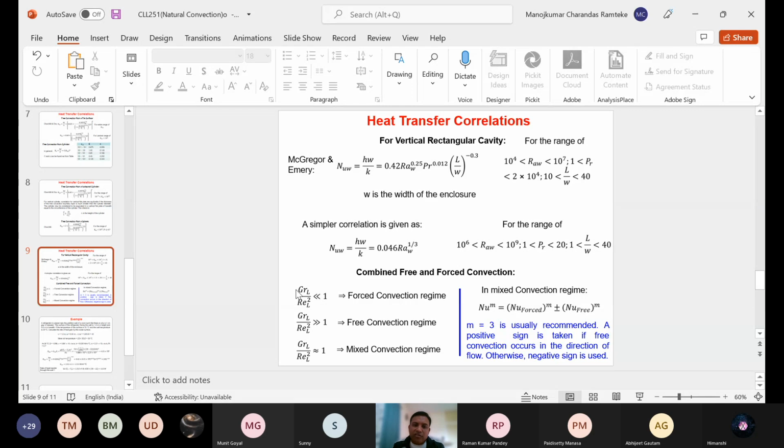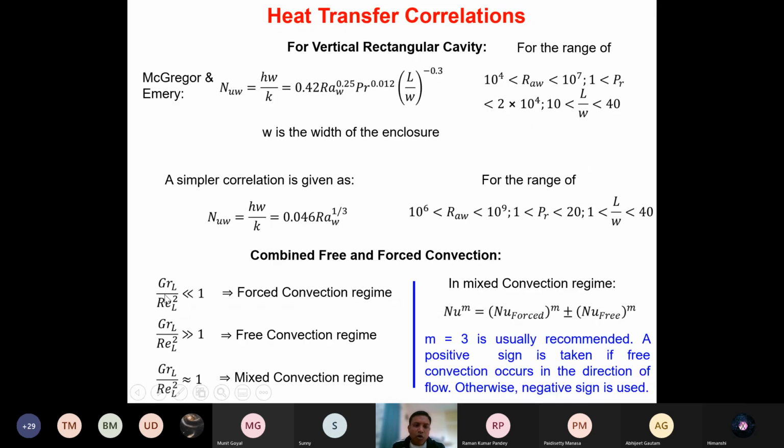When this Grashof number by Reynolds number squared is very, very small compared to 1, then the forced convection regime is dominating. Do you agree? Yes, sir. Similarly, when the Grashof number by Reynolds number squared is much higher, that means the Grashof number is much higher compared to the Reynolds number, so clearly the free convection regime will be dominating. Correct?